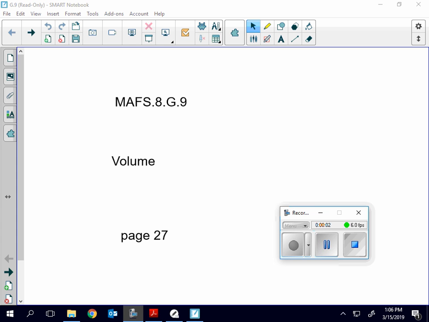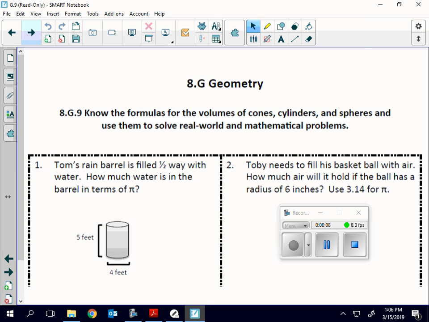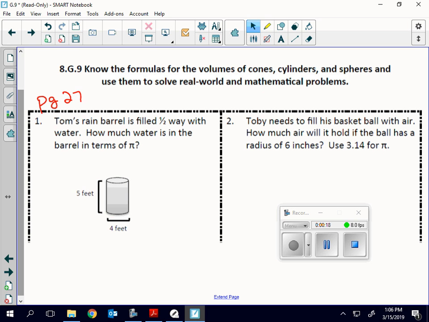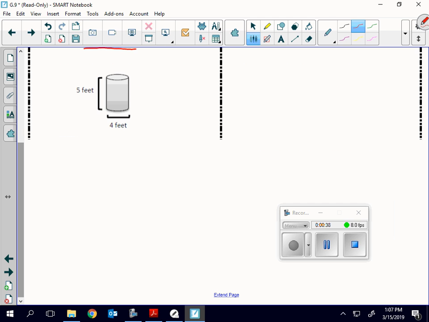All right, the next topic, G9, volume, page 27 in your packet. This is page 27. We know formulas for volume, right? Tom's rain barrel is filled halfway with water. How much water is in the barrel in terms of pi? This phrase just means instead of using 3.14, just put the symbol pi next to it. Don't actually multiply by that number. I'll show you what I mean as we go.